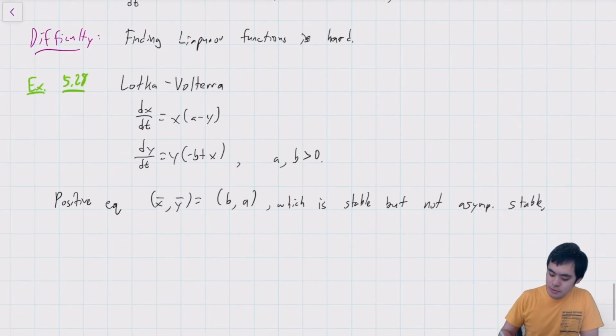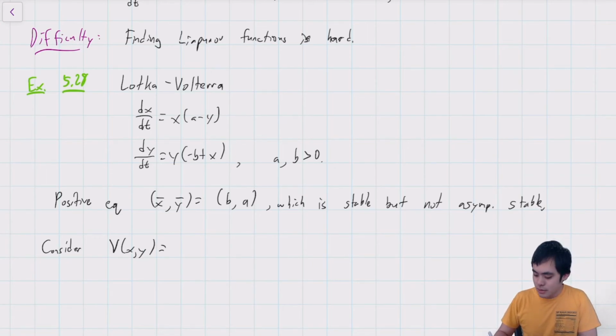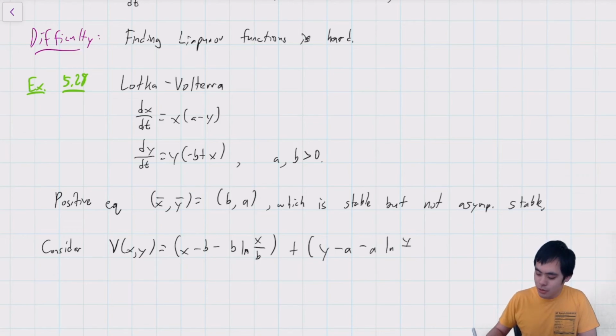How do we show this? So consider a Lyapunov function V(x, y), which is equal to, let me copy this, (x minus b times ln of x over b) plus (y minus a times ln of y over a).